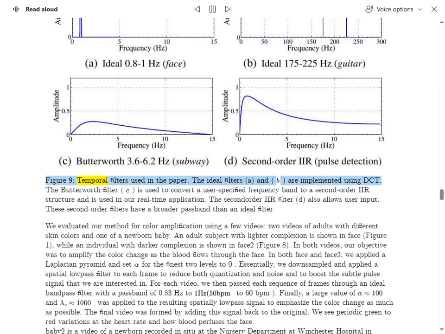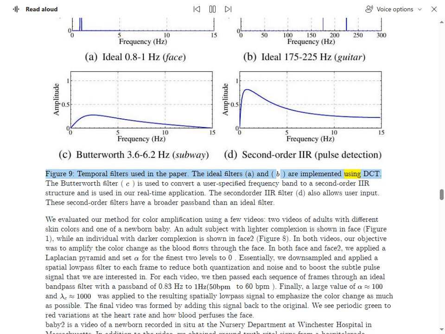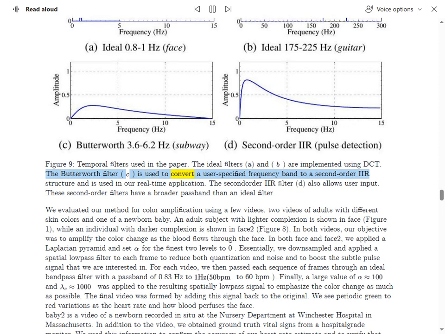Figure 9. Temporal filters used in the paper. The ideal filters, A and B, are implemented using DCT. The Butterworth filter, C, is used to convert a user-specified frequency band to a second-order IIR structure and is used in our real-time application. The second-order IIR filter, D, also allows user input. These second-order filters have a broader passband than an ideal filter.